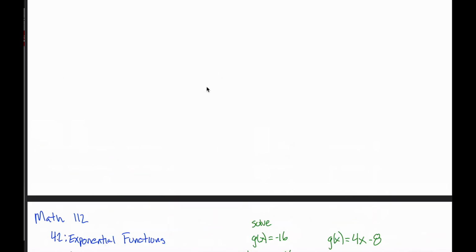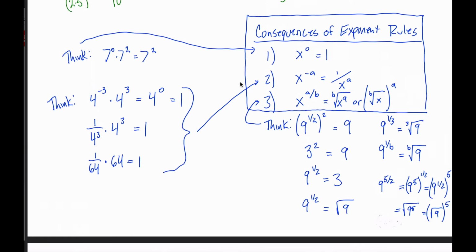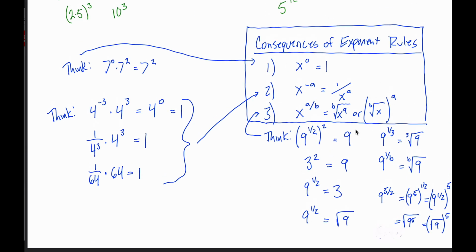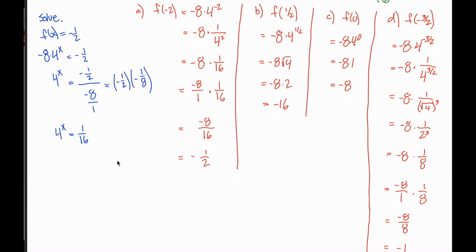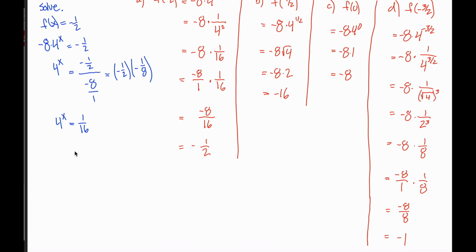However, if you're really good with your different exponent rules from a couple of videos ago, if you're good with these consequences, maybe you can figure that out. Maybe you can recognize that 4 squared gives me 16, but I don't want 16, I want 1/16. But 1/16 is the reciprocal of 16. So what I'm saying is 1/16 can be rewritten as 4 to the negative 2 power.